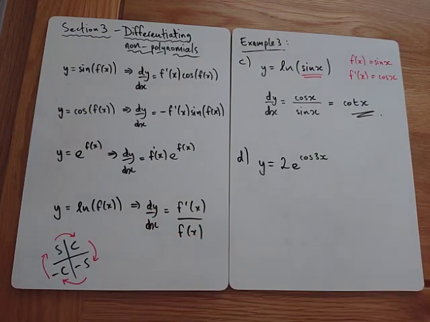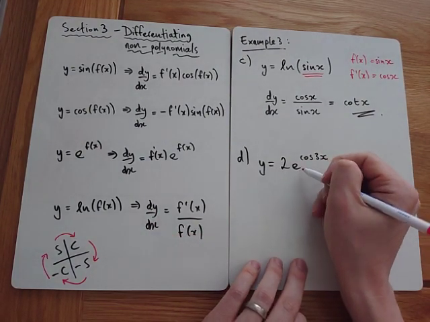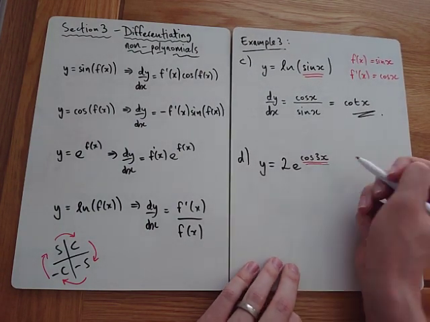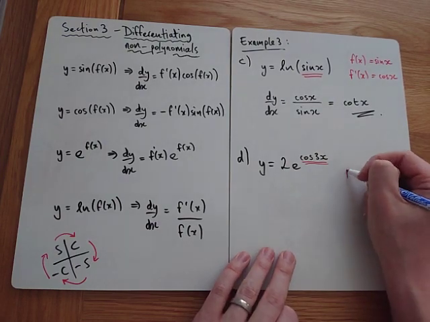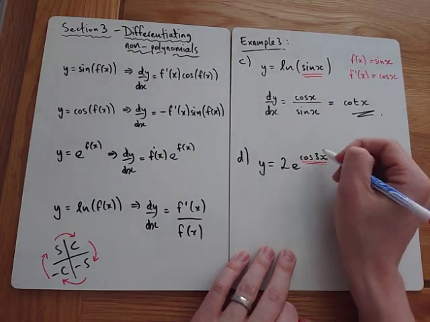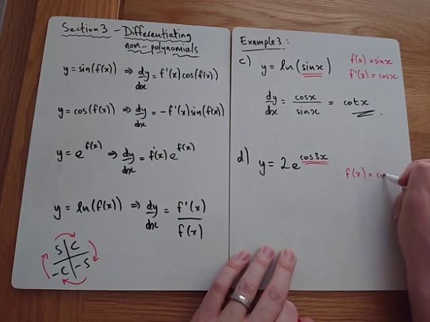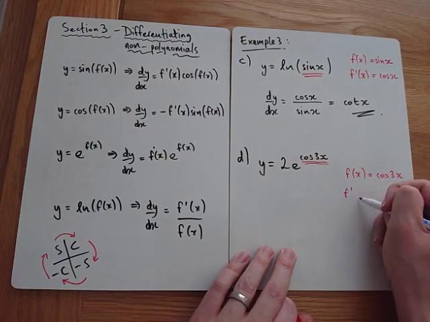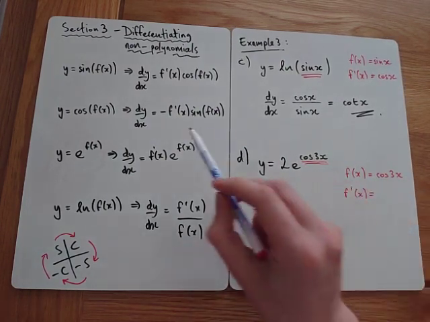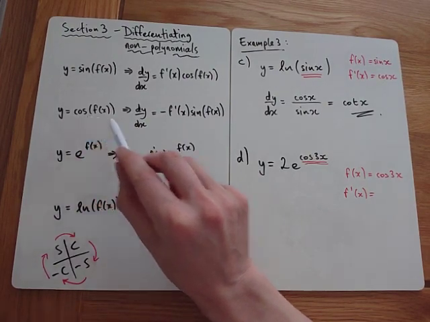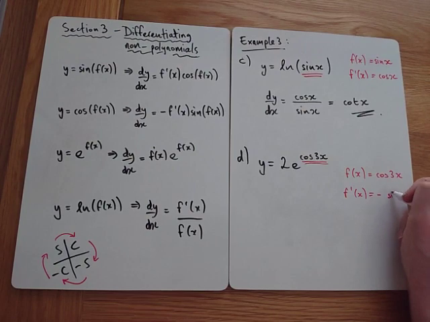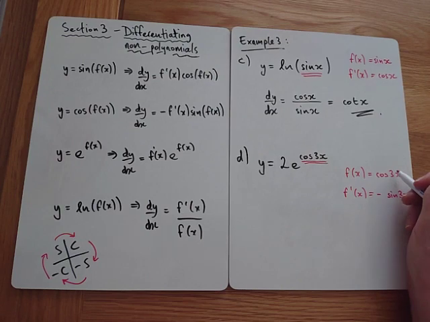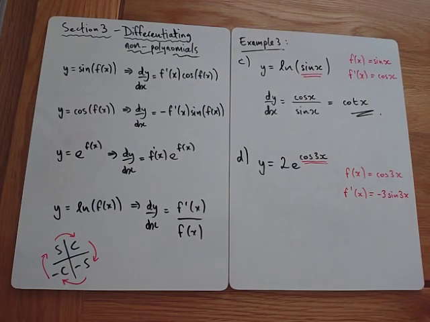Okay, next one. This is a bit of a challenging one, because we've got an exponential function with a trig function inside, with a function inside that as well. Unless you're feeling confident, I wouldn't do this all in one go. So let's start by looking at our function. The function inside our exponential function is cos 3x. Now the derivative of that, we can apply the shortcut for. If we differentiate cos, it goes to minus sine. The angle stays the same. And if I differentiate the angle 3x, I get 3. So I'll multiply the front by 3.